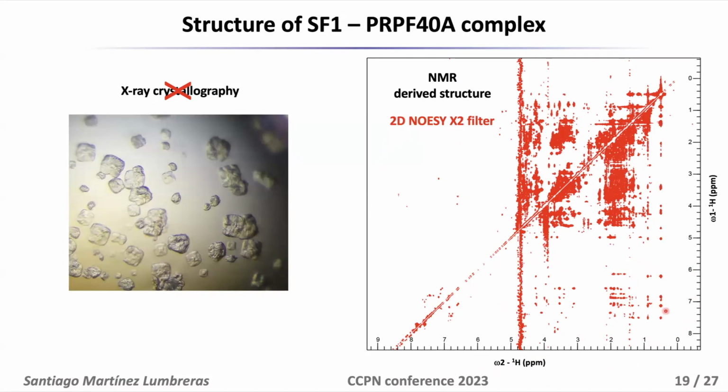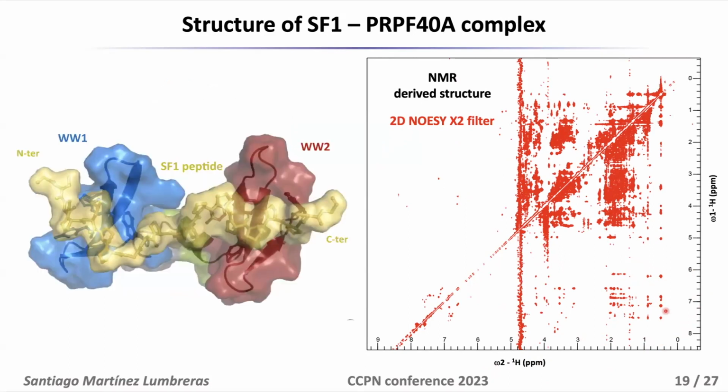We did different combinations of labeling plus different NOEs, and we got the structure of the complex, also together with the RDC data. We have the first WW domain interacting with the N-terminal region that contains this PPLP motif, and the second domain interacting with just the C-terminal part of the peptide.